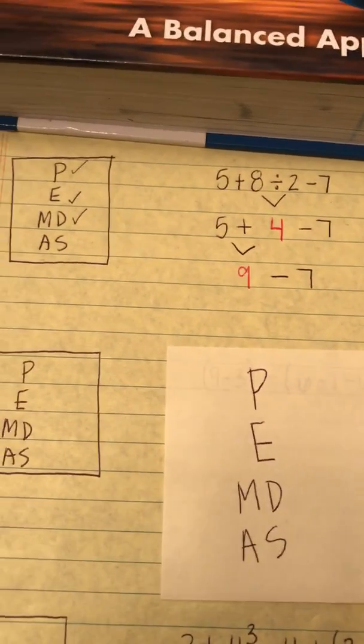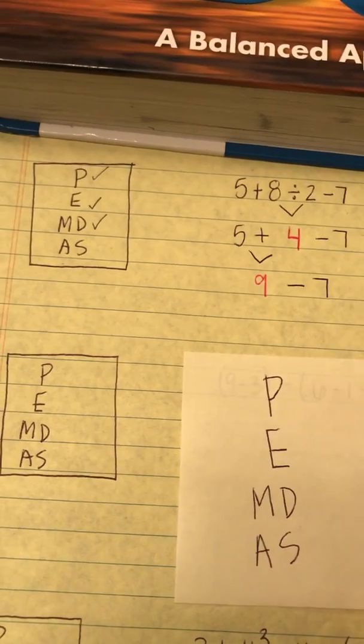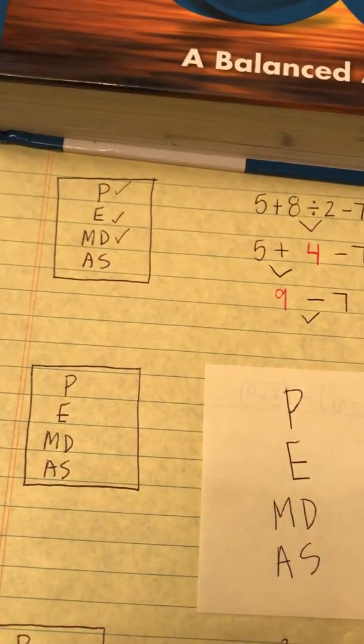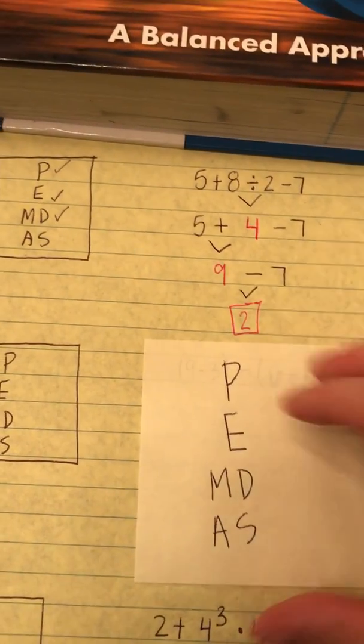And now I'm down to my last step. Addition and subtraction, 9 minus 7, and that is 2. So your final answer is 2.